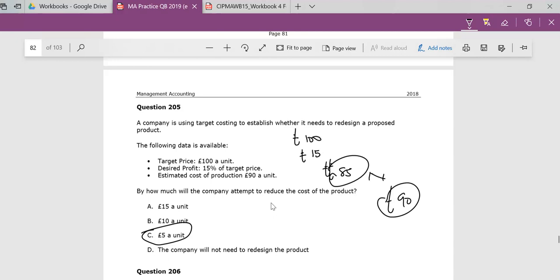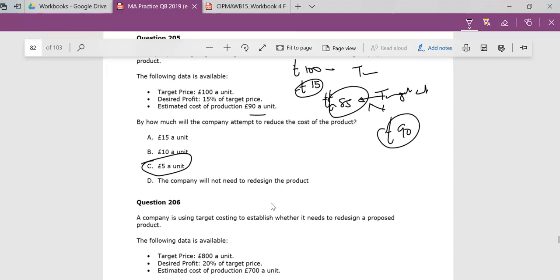So the argument is, we're starting from the top. We have a target price. We have a desired profit. We now have a target cost. And your target cost is the £85. And then this is what's currently existing. You need to bring it down. So there we are for that one.